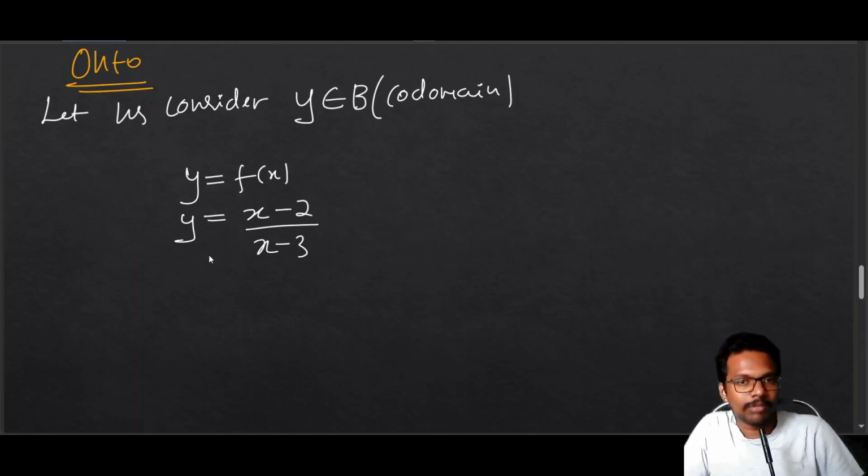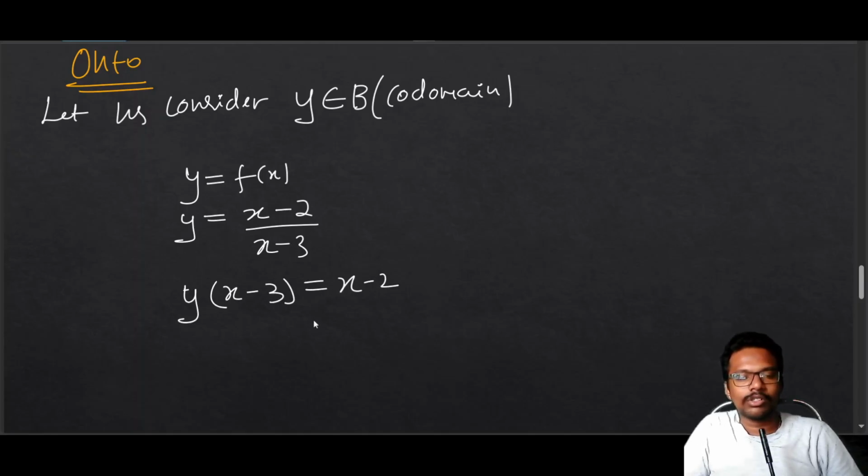If that x value is present in the domain, it means onto. If it is not present in the domain, it means not onto. So our main intention now is to find the x value. To find x, I'm cross multiplying the denominator part to the left side with y. So if I cross multiply, it becomes y into x minus 3 equals x minus 2.